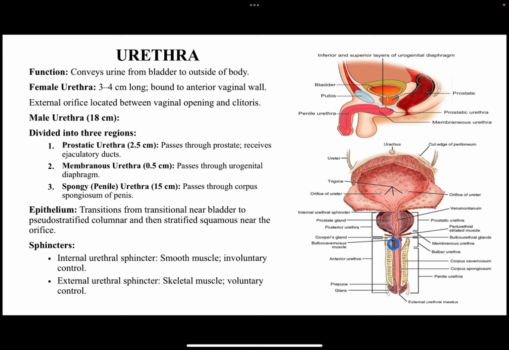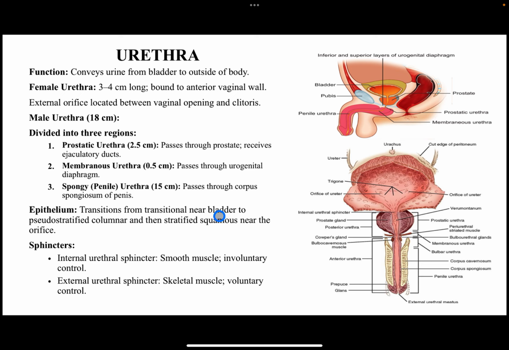In fact, the longest part of the male urethra is the spongy or penile urethra. It's about 15 centimeters. Is that okay? Then the next longest part of the urethra is the prostatic urethra, which is about 2.5 centimeters. Then the membranous urethra is about 0.5 centimeters. That is the shortest of all the segments of the male urethra.